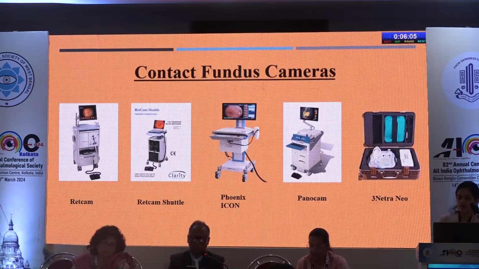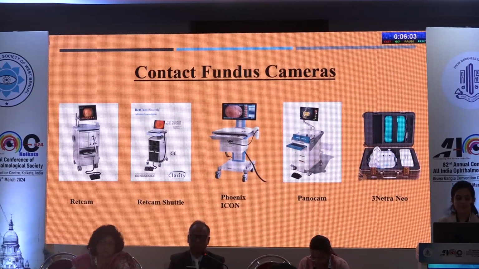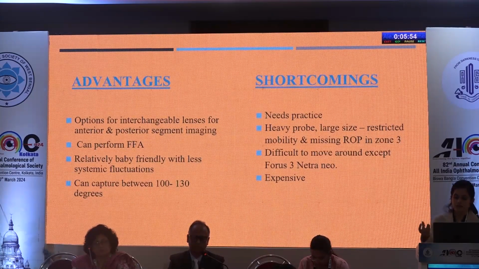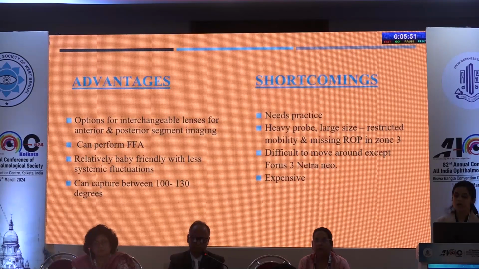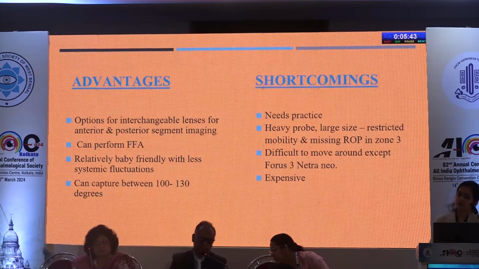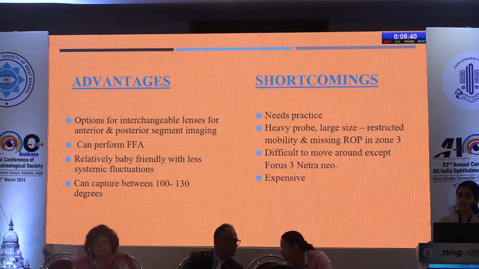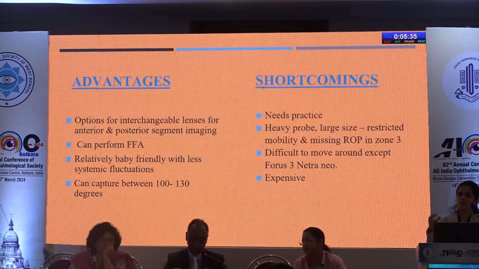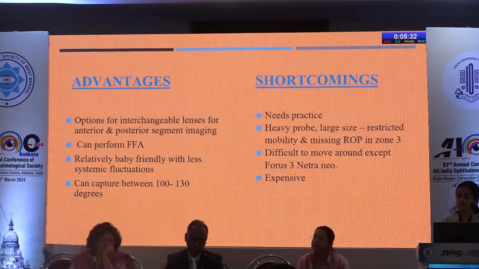So coming to the contact fundus cameras, these include cameras like RetCam Shuttle, Phoenix Icon, Panocam, Trinetra Trio, etc. The advantages are that you can use different lenses and take anterior and posterior segment images. You can perform FFA in some of them. They are relatively baby friendly with less systemic fluctuations and can capture up to 100 to 130 degrees of the retina. However, it needs practice. The probes are heavy and sometimes the mobility is restricted, especially when you wish to image the zone 3 area. It is difficult to move around except the RetCam Shuttle and the Forus Trinetra Neo. And they are very expensive.